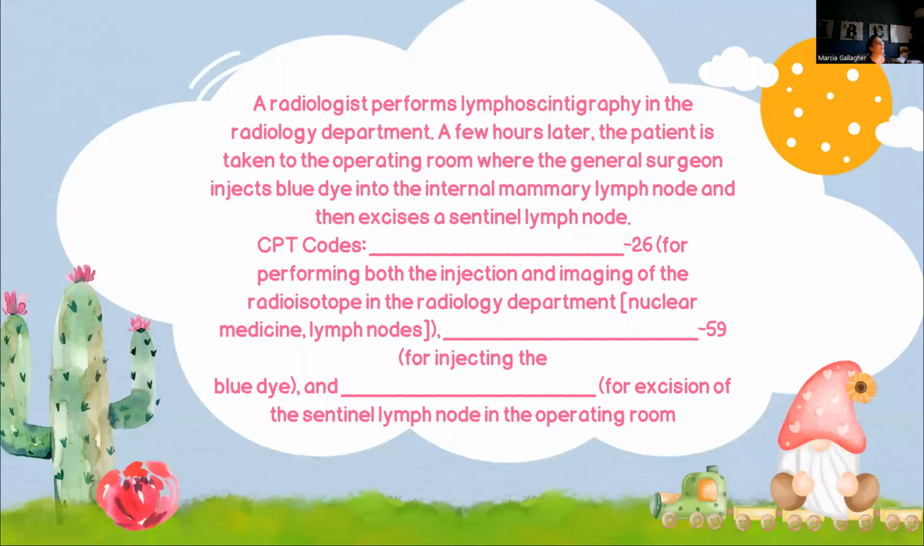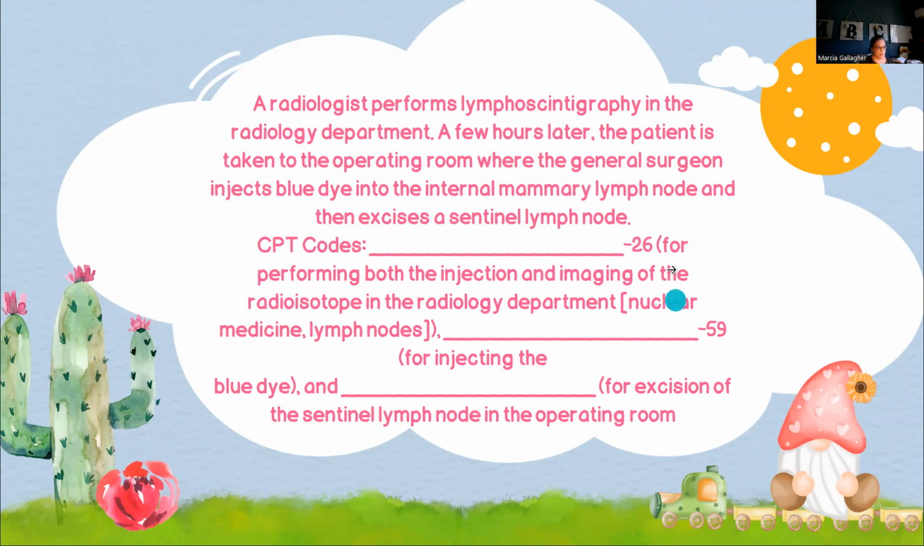The next one, a radiologist performs a... I'm not going to try to say that word, but it's a graphy. So we know that it is radiology, in the radiology department. A few hours later, the patient is taken to the operating room where the general surgeon injects blue dye into the internal mammary lymph node and then excises a sentinel lymph node. So blank, and the modifier for this is going to be 26.